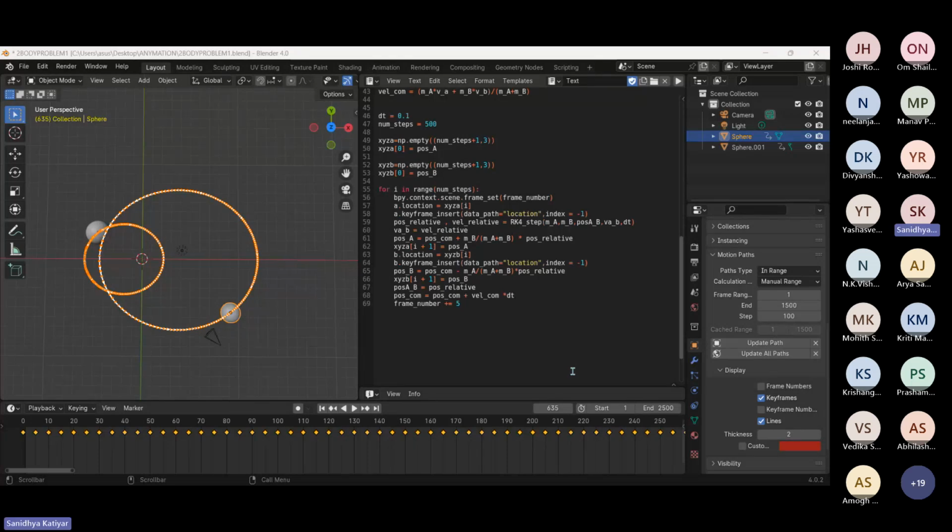Is my screen visible now? Oh, yes, the screen is visible.